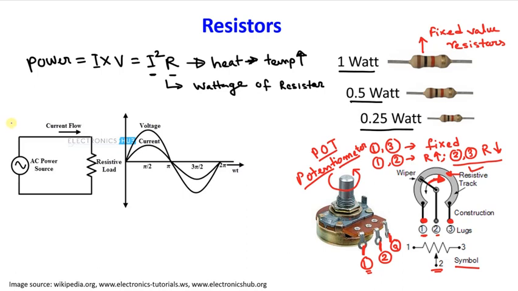So, resistor in AC, right? This is an AC power supply, and this is a very simple circuit with a voltage V, right? As a result, a current will flow through this resistor, right?